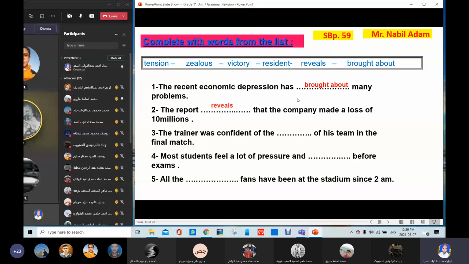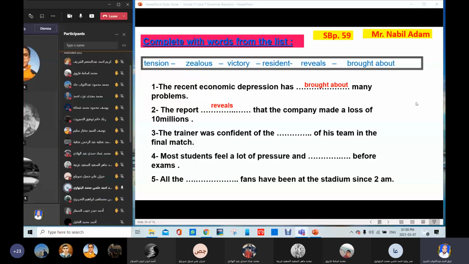Omar: The trainer was confident of the victory of his team in the final match. Very good. The trainer or the coach was confident of the victory. Victory means winning. Here, the trainer or coach was very sure that his team will win the final match.